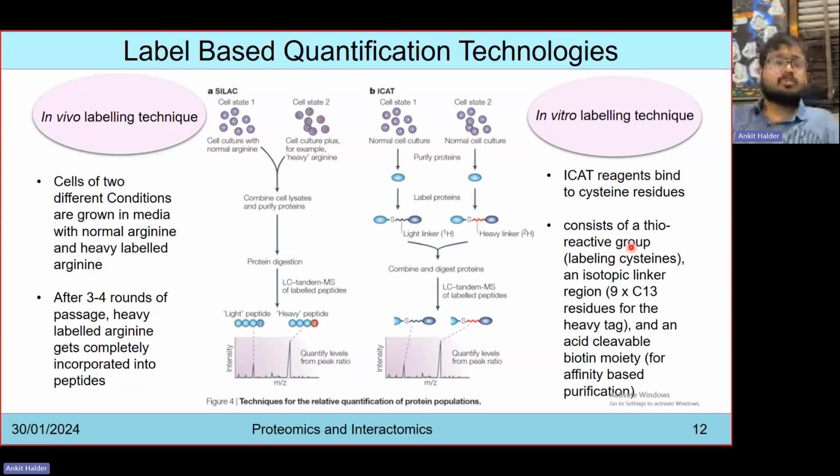If you see, mostly what gets very much used is the iTRAQ and the TMT ones, not the ICAT ones, due to those particular reasons.